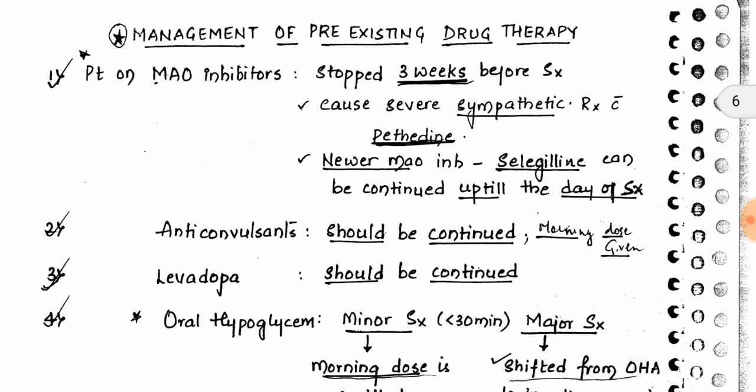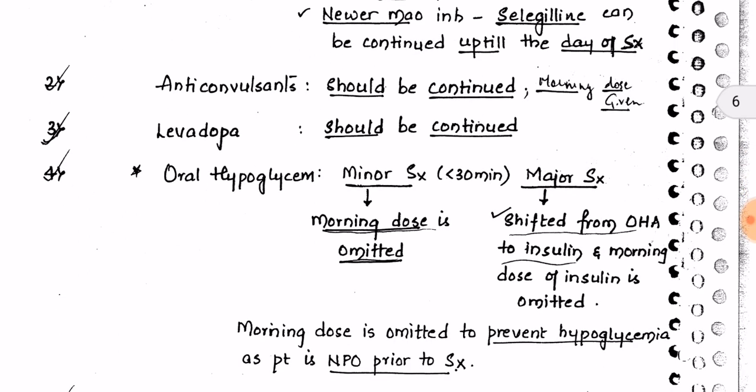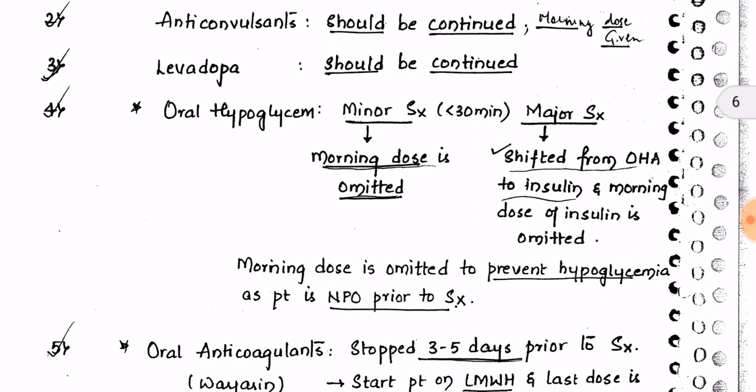Second drug that we have to stop is, okay, do we have to stop anticonvulsants? No, we don't. So if a patient is taking anticonvulsants, we have to continue the drugs. Now, if the patient is taking levodopa, they have to be continued as well.